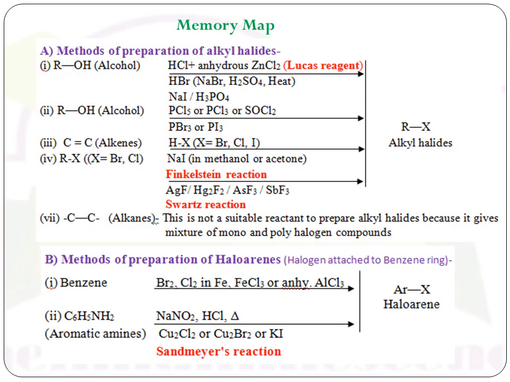This is a memory map. First one is, let's see the method of preparation of alkyl halide. From alcohol when reacted with HCl and anhydrous zinc chloride, which is known as Lucas reagent, it gives alkyl halide. For primary and secondary alcohol, anhydrous zinc chloride is required, and for tertiary alcohol, there is no need to use zinc chloride. Alcohol reacts with HBr or HI.